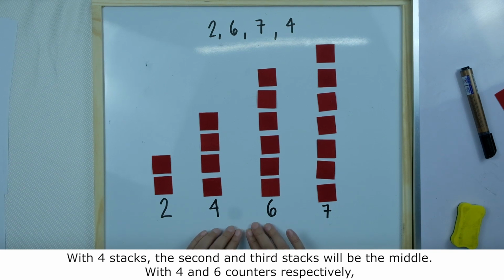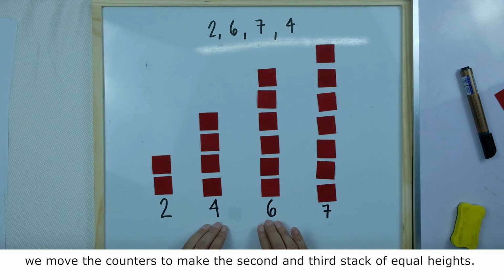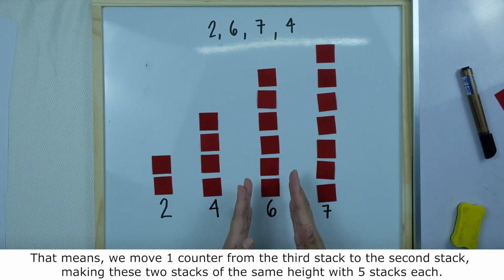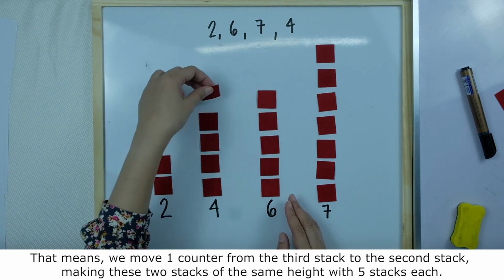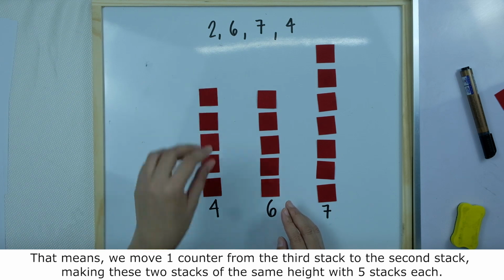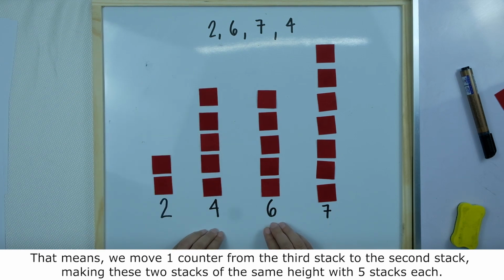So how do we find the middlemost value since we have 4 and 6 here? So all we have to do is find the average or the mean of 4 and 6. Just like in the previous video, all we have to do is to equalize the number of counters for these 2 middle stacks. So since 6 here is obviously taller, let's transfer 1 counter from the third stack to our second stack. So now we have the same number of counters in our second and in our third stack.